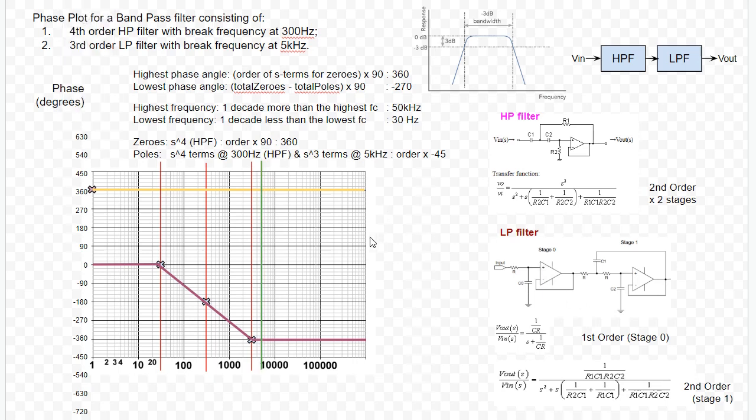So as before, we then mark a decade before that and a decade after that. So this is 5 kilohertz. So a decade before that would make it 500 hertz. So 1, 2, 3, 4, 5. That's over here. And a decade after that, 5 kilohertz becomes 50 kilohertz. 1, 2, 3, 4, 5 here.